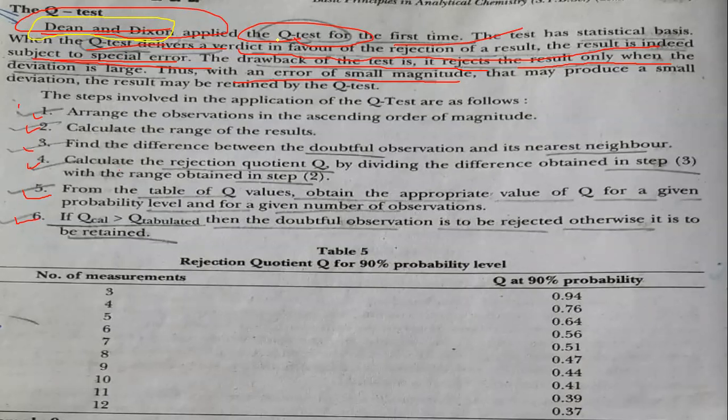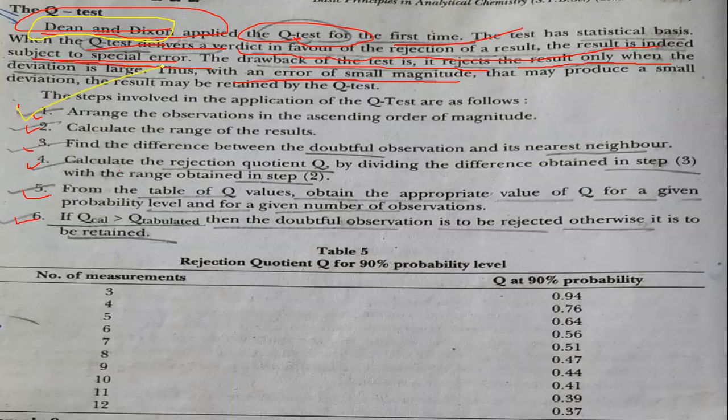When the Q test delivers a verdict in favor of the rejection of a result, in fact, the result has to be a special kind of error. The drawback of the test is it rejects the result only when the deviation is very, very large. If the deviation is small, this test does not reject the obtained result. This is the drawback.